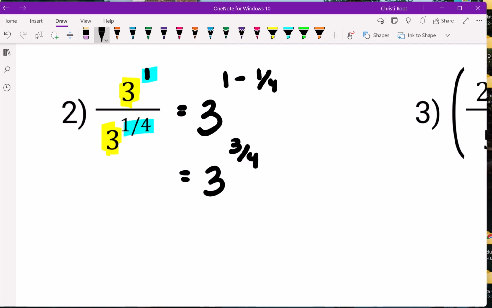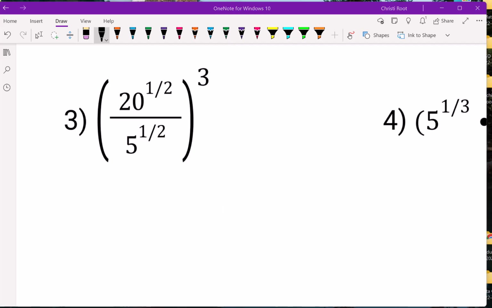How do you know if you're done? Can you take the 4th root of 3? You can't. Okay, so you're done. There's nothing, no other rules that I can apply. I can't simplify. I'm done.